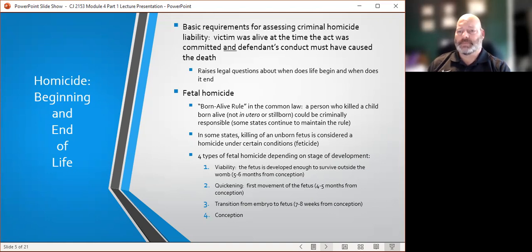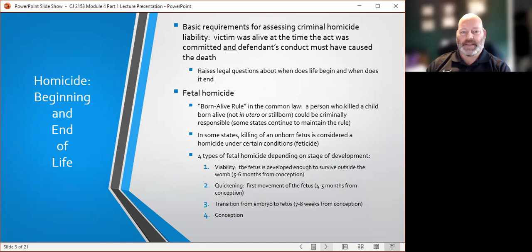In terms of fetal homicide, the born alive rule was prevalent in the common law. Within the common law, a person who killed a child born alive, meaning they weren't in utero or stillborn, could be criminally responsible. And some states continue to maintain the born alive rule. In some states, killing of an unborn fetus is considered a homicide under certain conditions, and that's defined as the crime of feticide. There are 4 types of fetal homicide depending on the stage of development.